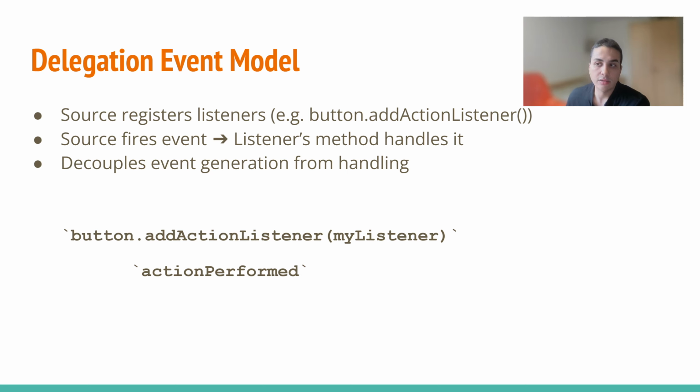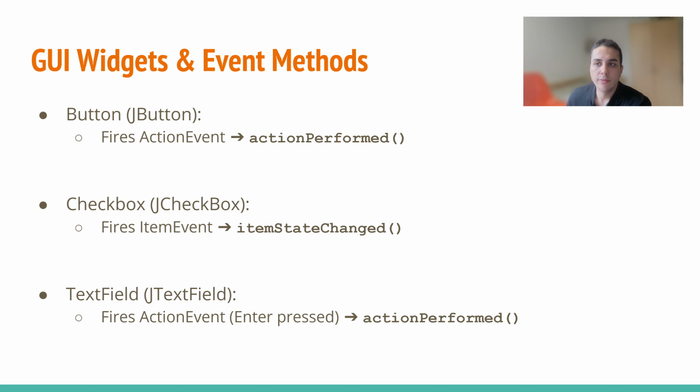The listener and source usually communicate through an interface. The event object, like ActionEvent, can be passed to the listener method and carries information about that event. This decouples event generation from handling, and the GUI component doesn't need to know what happens, it just notifies the listeners. We have a couple of GUI widgets and their event methods. We should know some common concepts in UI, like widgets.